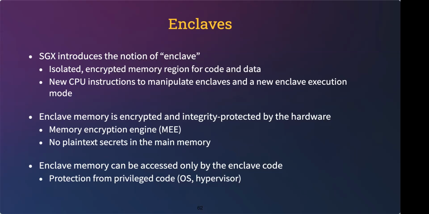Only the code running in the enclave can see the unencrypted data. All the other code will not be able to access these cache lines that contain the unencrypted plain text data. So even privileged code like the OS or hypervisor cannot get to the plain text data and code of the enclaves. And this is one way in which we can protect applications.